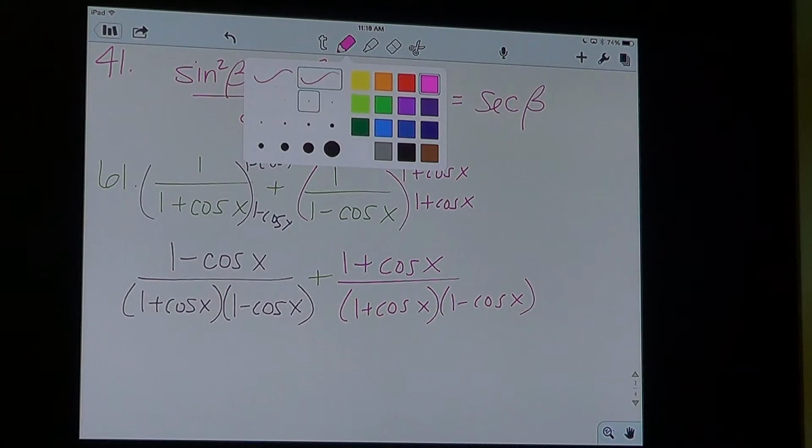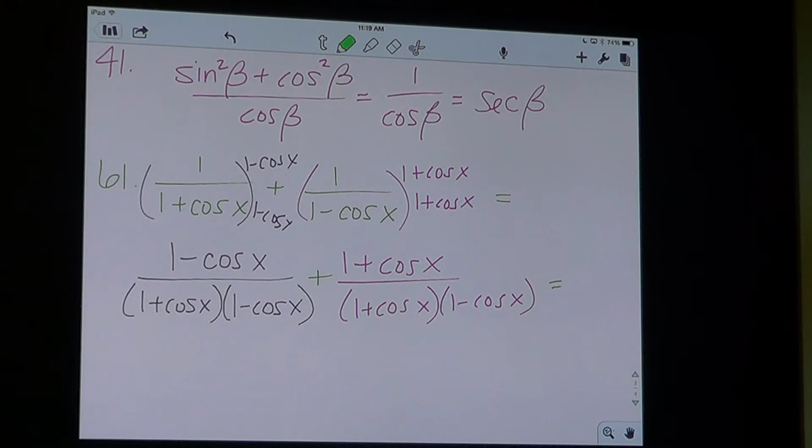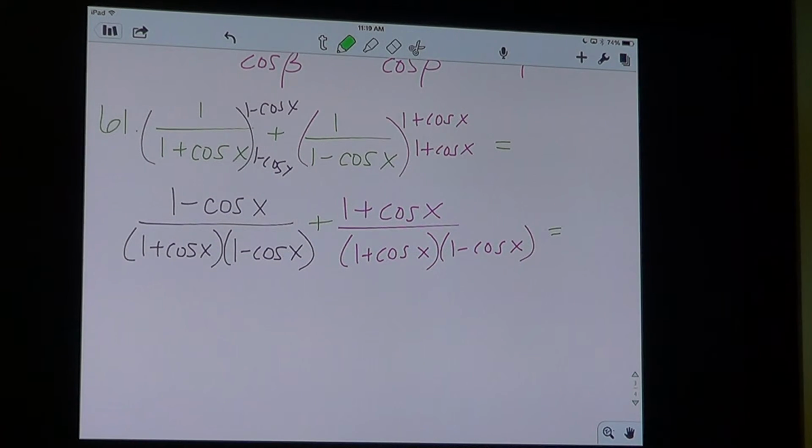Alright, so then we'll have, what can we simplify the top to be? 2, right? 1 plus 1 is 2, and negative cosine plus positive cosine would be 0 on the top. Are we all seeing that? Yes, okay. And if I multiply out the bottom, I will get what?